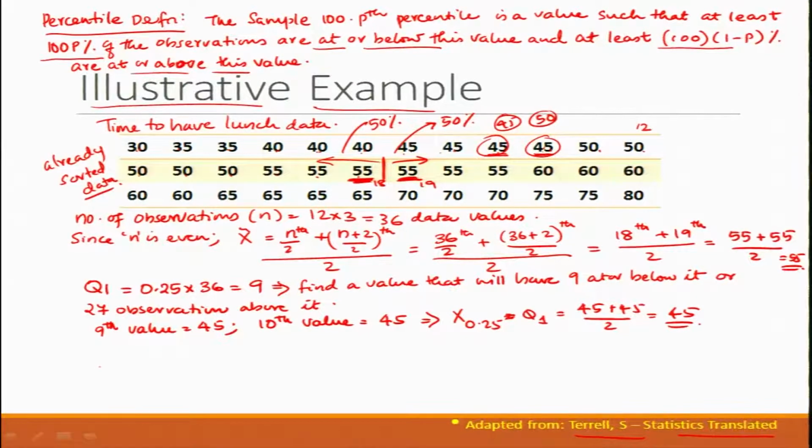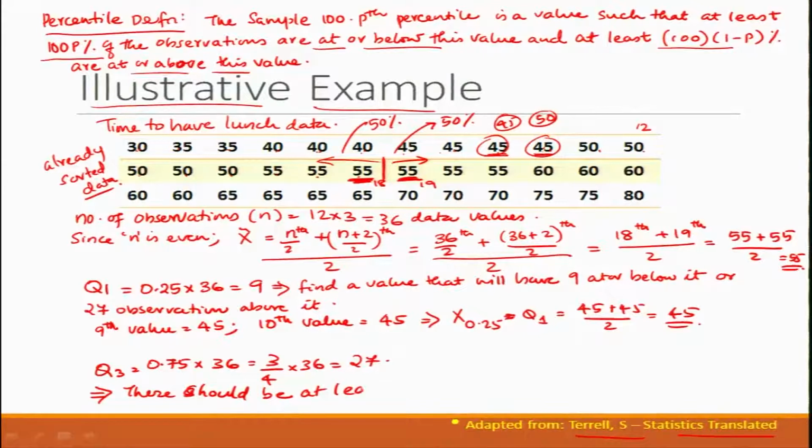Okay. Similarly, let us calculate Q3. Q3 is the 75th percentile, 0.75 times 36, or 3 by 4 times 36, which gives us the value of 27. This implies that there should be at least 27 observations below it, or 9 observations above it.